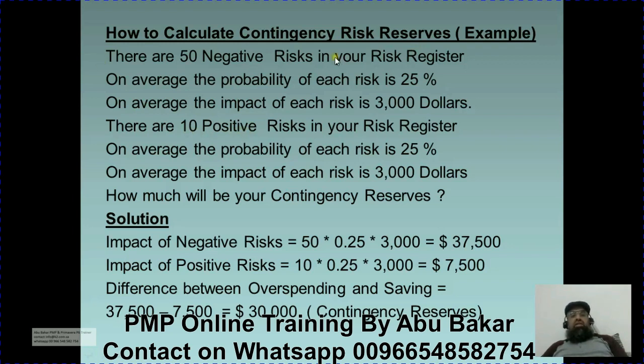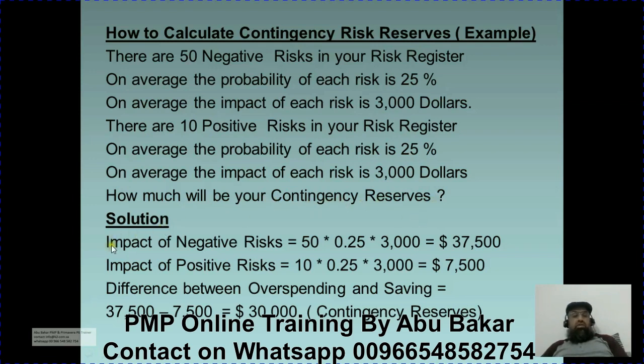So there are 50 negative risks in your risk register. On average, the probability of each risk is 25%. On average, the impact of each risk is $3,000. Just to understand the concept, I have kept simple numbers here. There are 10 positive risks in your risk register. On average, the probability of each risk is 25%, and on average, the impact of each risk is $3,000. How much will be your contingency reserves?